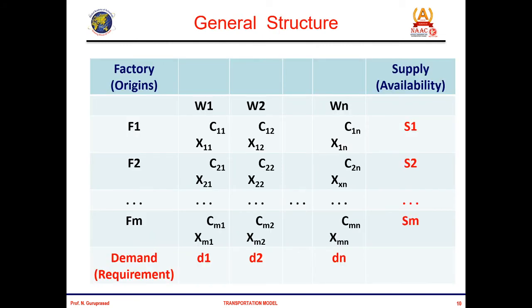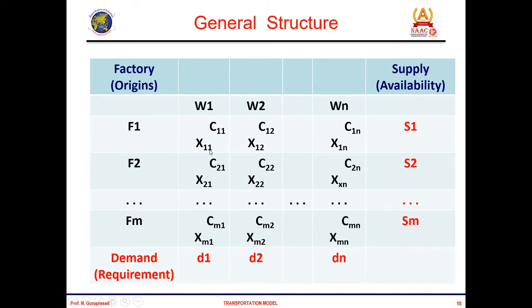Now let us look at the general structure of the transportation problem. I have the factories on the left hand side, F1, F2 up to Fm, and then I have the warehouses, and then I have the supply availability and the demand at the bottom, right? So if you look at this, the factory F1 can supply S1 products, factory F2 can supply S2 products. Similarly, factory Fm can supply Sm products, that is availability.